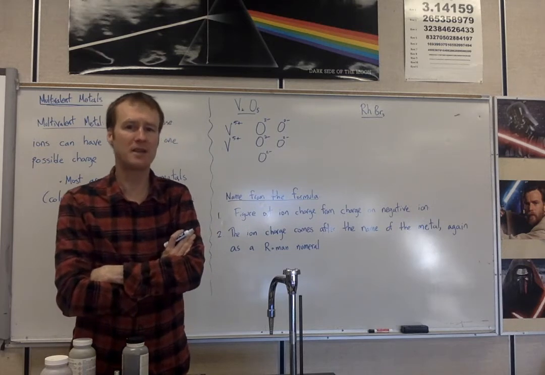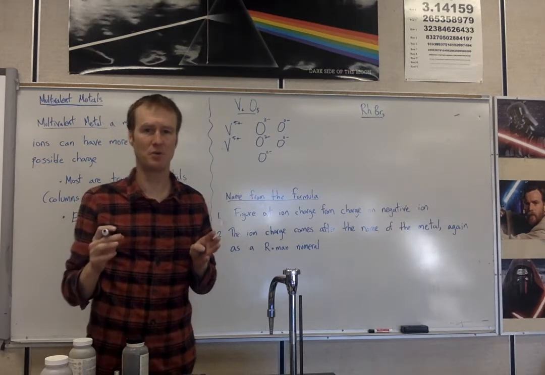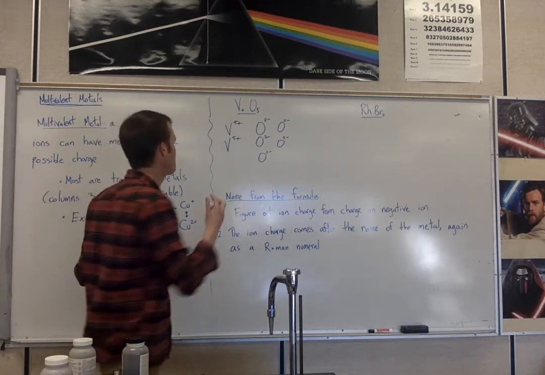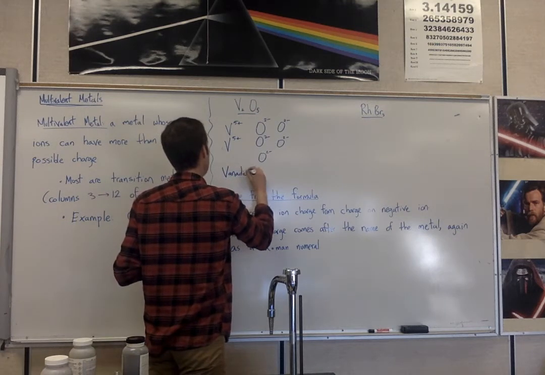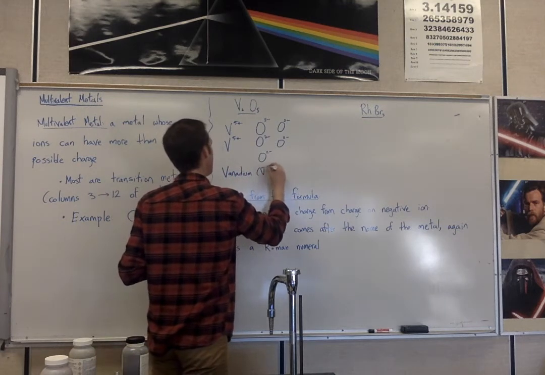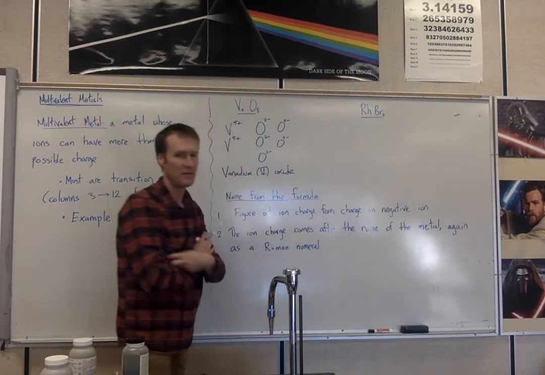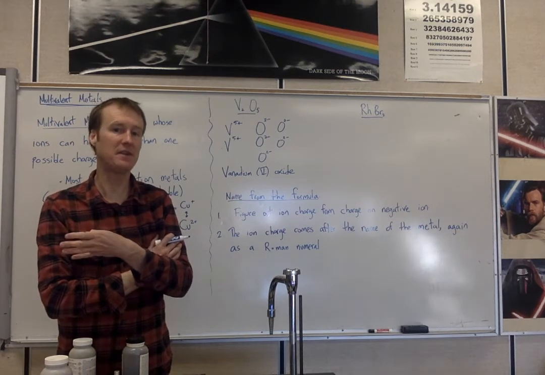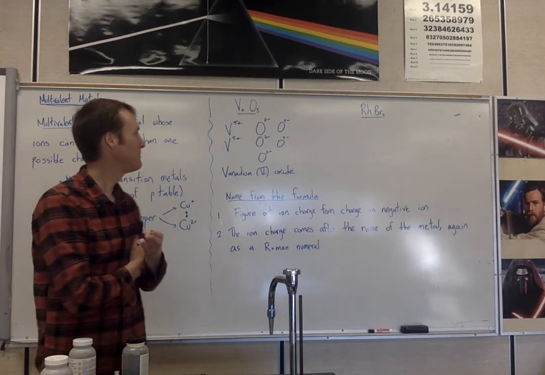Now, how do we make that into a name? This is just the backwards exercise of what I've already told you. We figured out that the vanadiums have a +5 charge, so we're going to call this vanadium(V) oxide. Vanadium(V) oxide tells us that the vanadium ions in there have a +5 charge.